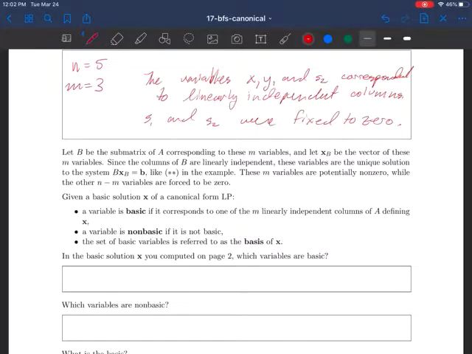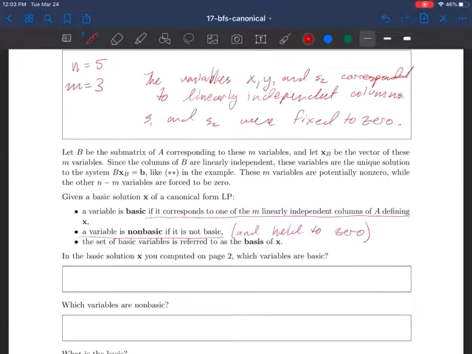So given a basic solution x of a canonical form LP, we're going to say a variable is basic if it corresponds to one of these linearly independent columns of A that define x. And we'll call a variable non-basic if it is not basic, and held to 0. Note there is a little thing here, which is that a variable could be basic and 0. It's just going to be the unique solution to the system of linear equations, and of course sometimes that will be 0. That means the solution has a property called degeneracy. We'll worry about that a little later.